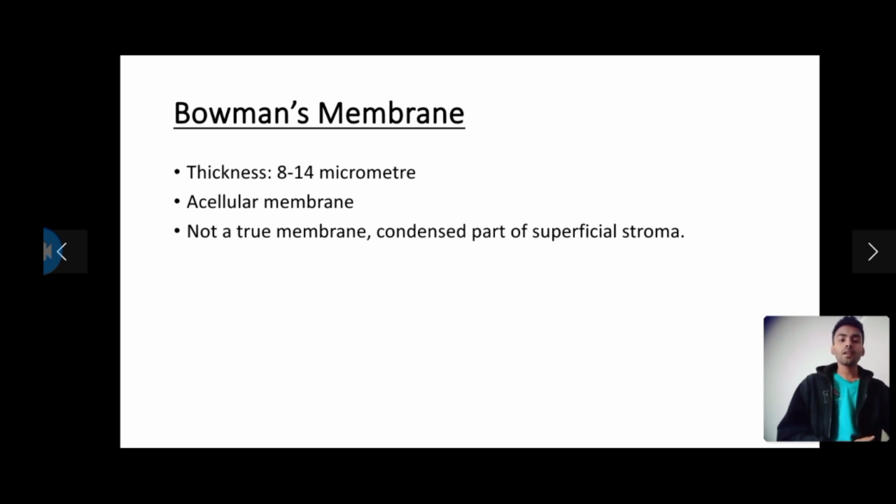Okay, and this Bowman's membrane is also not a true membrane. It is the superficially condensed part of its underlying structure, the stroma. So what is the function of Bowman's membrane then? The Bowman's membrane actually connects the underlying stroma with the basement membrane of the corneal epithelium. Okay, so now we come to the stroma.